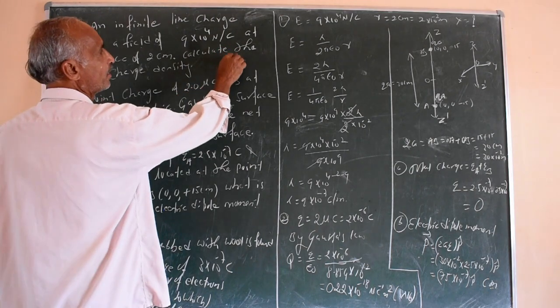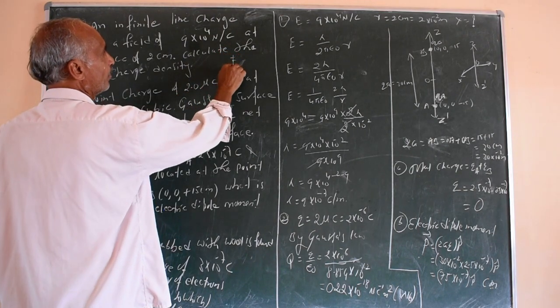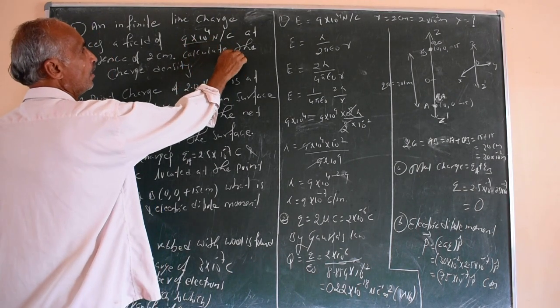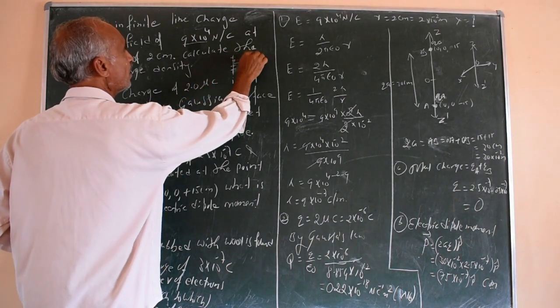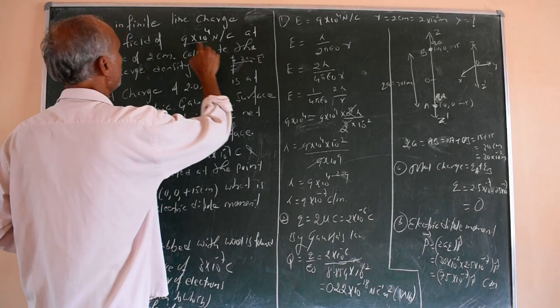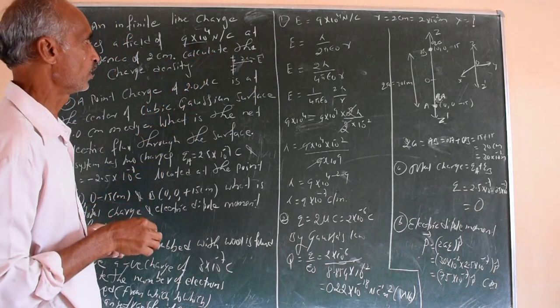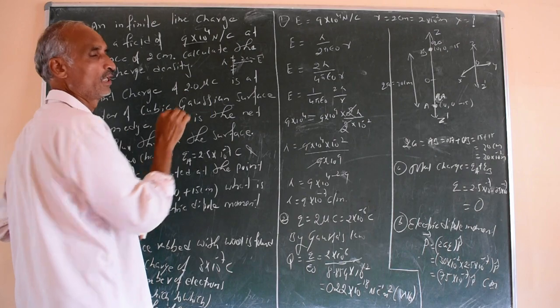Here is the line charge conductor, positively charged. The charge density is positive, which means the charge is positive. At a distance of 2 centimeter, here is the field E bar. E bar is 9 into 10 raised to 4 newtons per coulomb. Lambda is the question mark. What is the linear charge density?